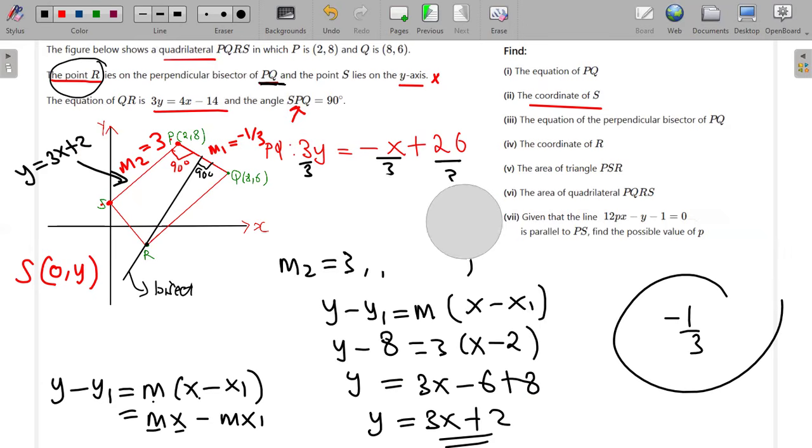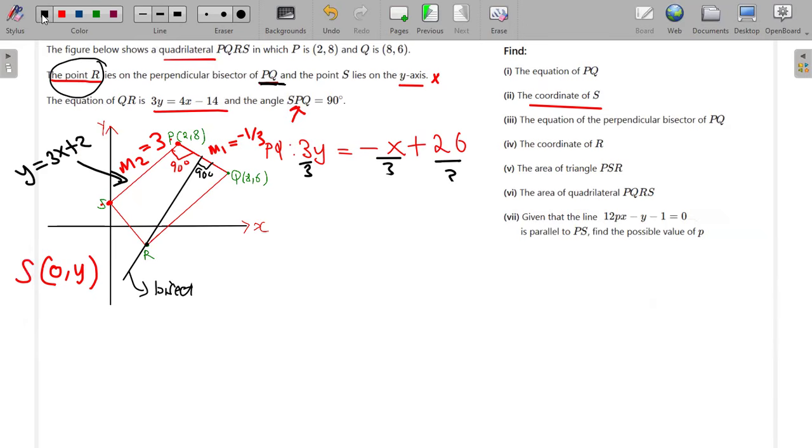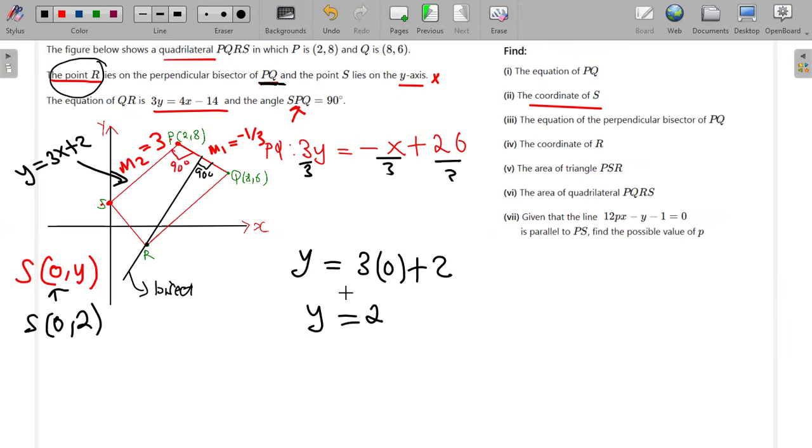Okay, if there are no questions, then we can now find the coordinates of S. So S, we already know that the x is 0, and then it has this equation that is passing through it. This is given by this. So my y will just be 3 times 0, then plus 2. So y equals 2. So S is simply 0, comma what? 2. Okay, so any questions there? If there are no questions, I continue.